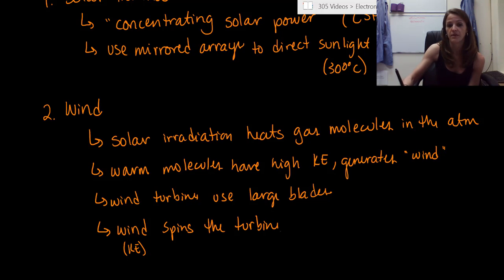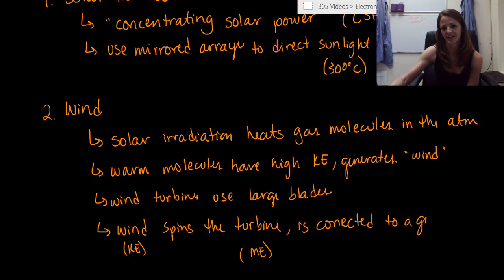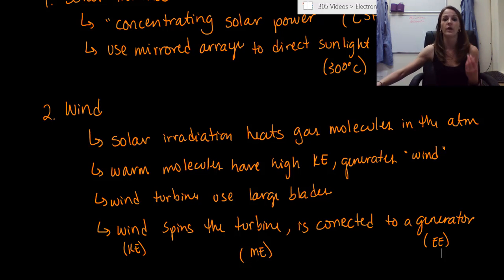We know from previous modules that a turbine converts kinetic energy to mechanical energy, right? And then our turbine is connected to a generator. And we know also that the generator then takes the mechanical energy and converts it to electrical energy. So it's the same process that we're familiar with, but now we just understand what wind actually is.